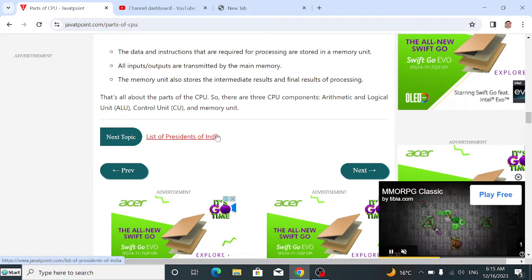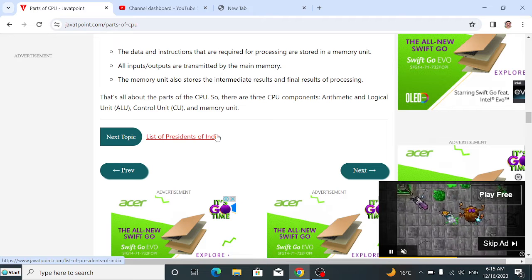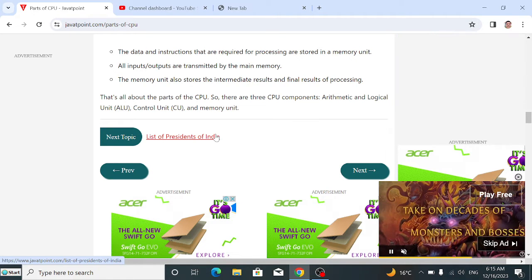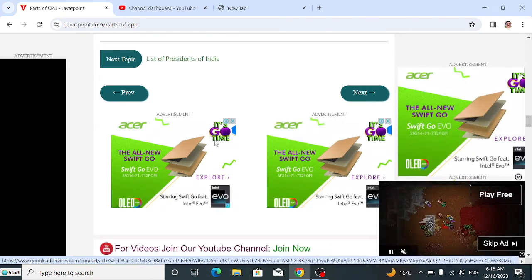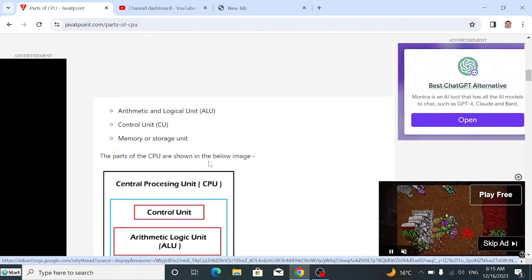That's all about the parts of the CPU. So there are three components of the CPU: arithmetic and logical unit or ALU, control unit, and the memory unit or the RAM, random access memory.